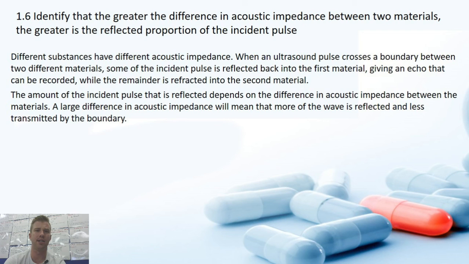So the key things here are that different substances have different acoustic impedances, and that the pulse can be reflected back dependent on the boundary and what is being reflected. However, don't forget that it can also be refracted and continue passing through the organ.